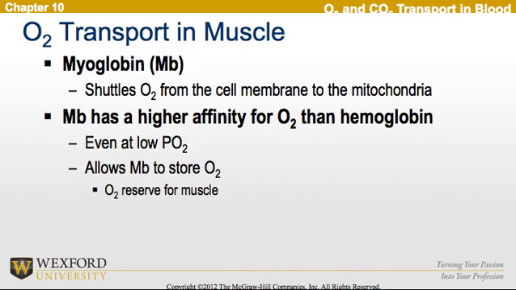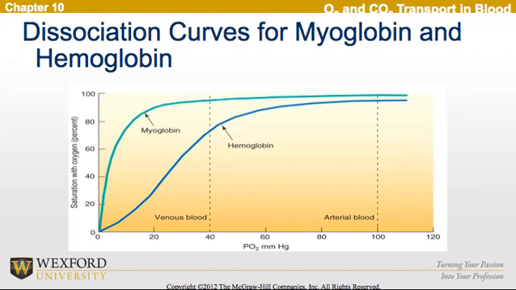Now, if we again look at the oxygen transport in the muscle, we see that myoglobin actually shuttles the O2 from the cell membrane to the mitochondria. We know that myoglobin has a higher affinity for oxygen than the hemoglobin. This happens even at a low pressure of oxygen and allows the myoglobin to store the oxygen, which leads to an oxygen reserve within the muscles. Here we see the dissociation curve for myoglobin and hemoglobin.